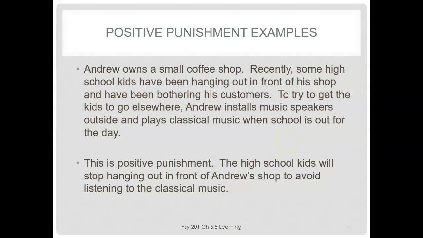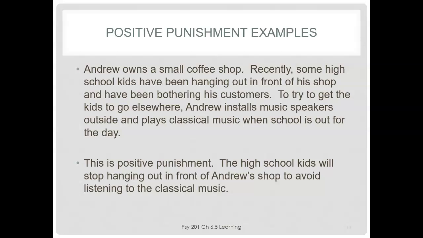So, some examples. Andrew owns a small coffee shop. Recently, some high school kids have been hanging out in front of his shop, and they've been bothering his customers. To try to get the kids to go somewhere else, Andrew installs music speakers outside of his shop, and he plays classical music whenever school is out for the day. Now, this is a positive punishment.